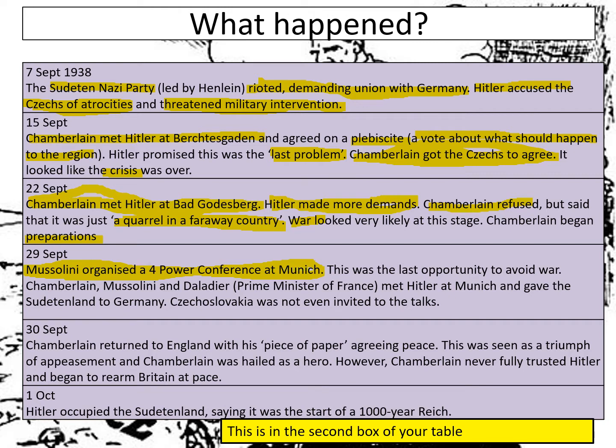So this was where Italy, Britain, France and Germany would get together to try to avoid war and decide what was going to happen with the Sudetenland. Well, what was arranged was Chamberlain, Mussolini, Daladier, the French Prime Minister, they met Hitler at Munich and they simply gave the Sudetenland to Germany. Czechoslovakia was not even invited. So Hitler got exactly what he wanted.